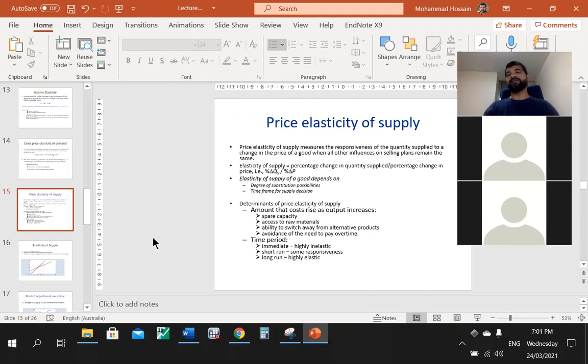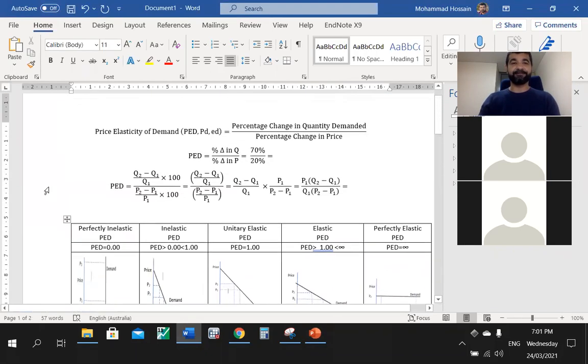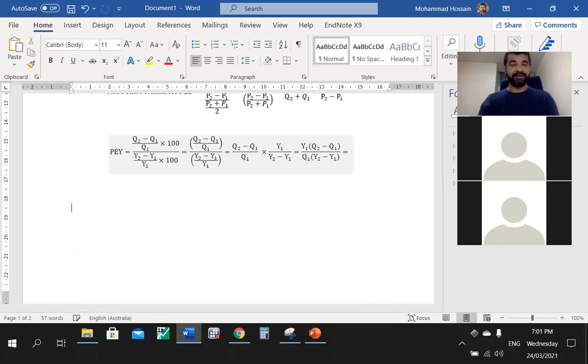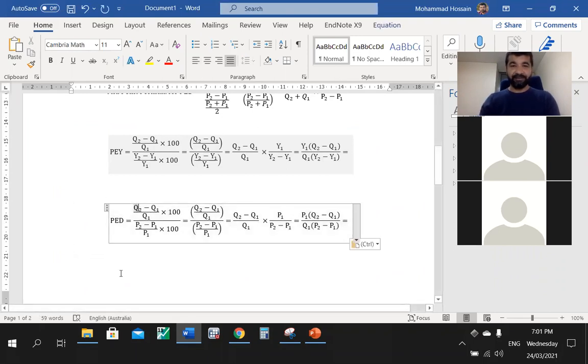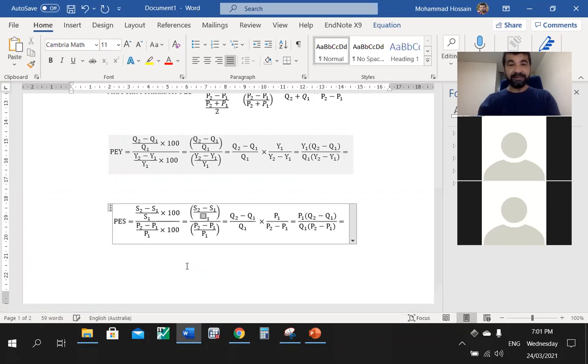Now we'll talk about price elasticity of supply. In this case, the same thing will apply. Price elasticity of supply is exactly the same as price elasticity of demand. In this case, we're going to change supply, not the quantity demanded. It should not be QY, it should be S2. Price elasticity of not demand, supply. Exactly the same thing. Nothing new. And exactly the same rule. It has 5 types too.